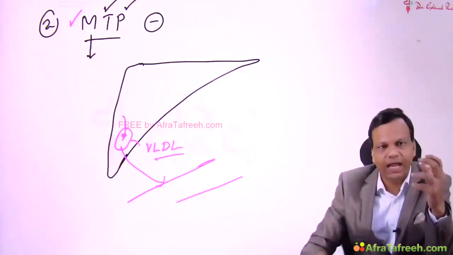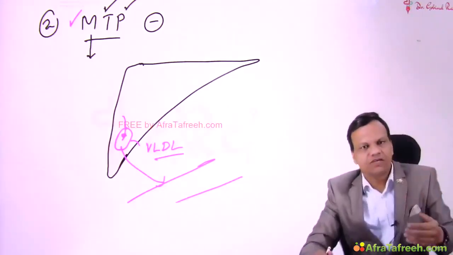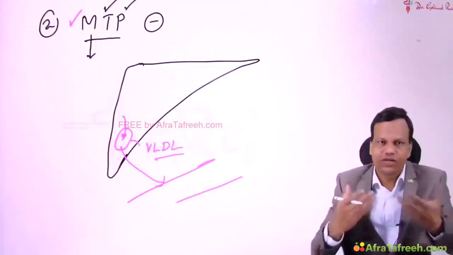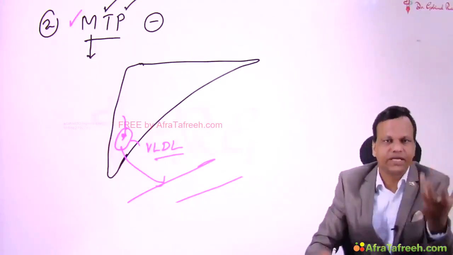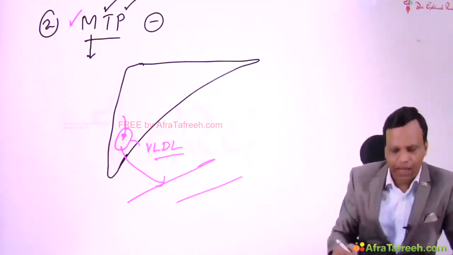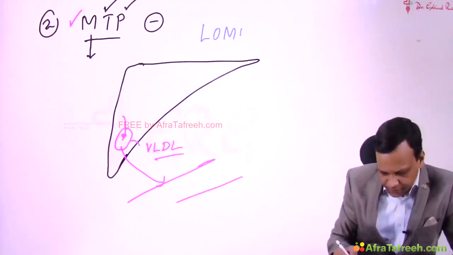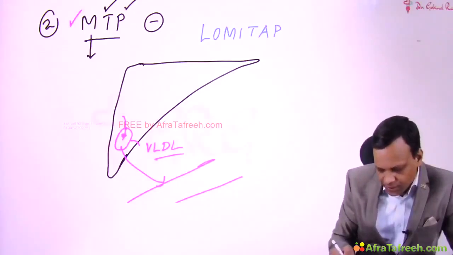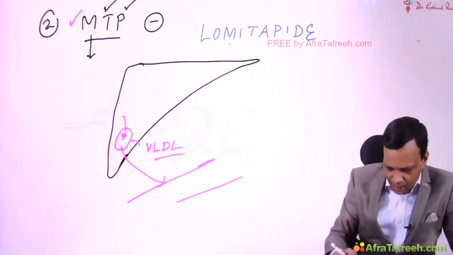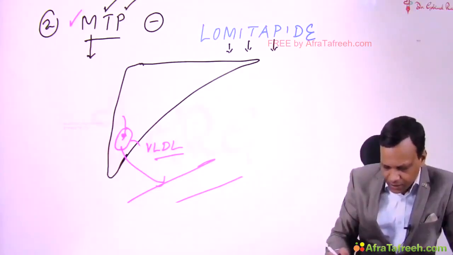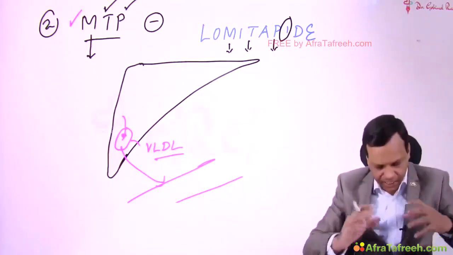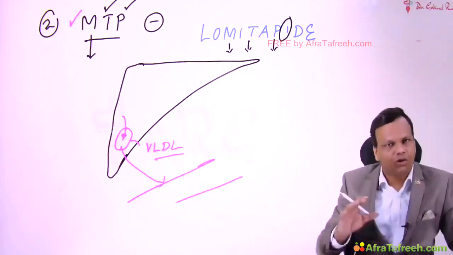So if we inhibit MTP, simply we are inhibiting the formation of VLDL. When VLDL is not produced, then LDL will not be produced, so we can decrease the cholesterol. The drug which inhibits this protein MTP is lometepide. The name itself says MTP inhibitor. Lometepide is an MTP inhibitor, the second new drug in hypercholesterolemia.